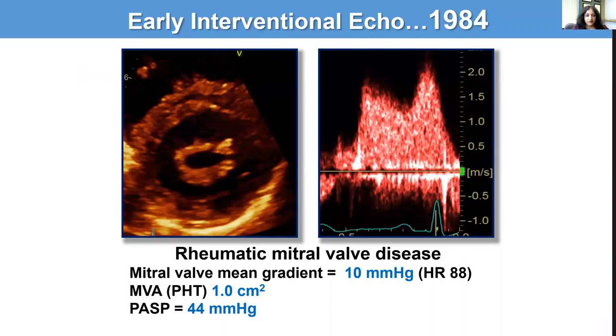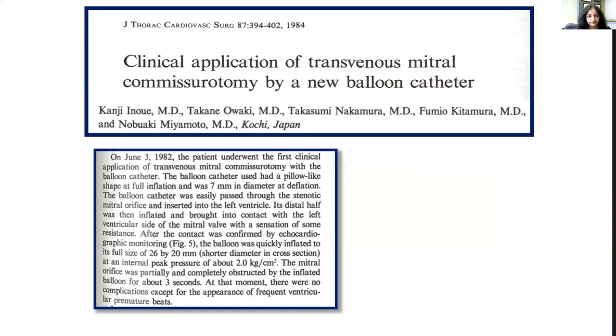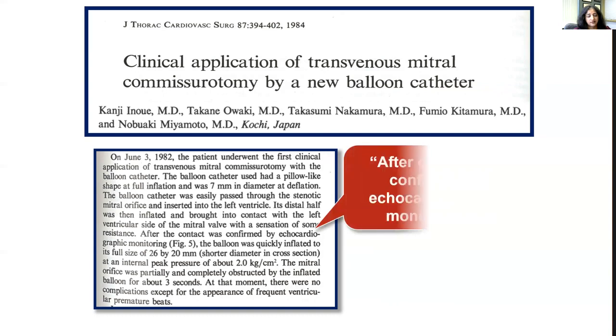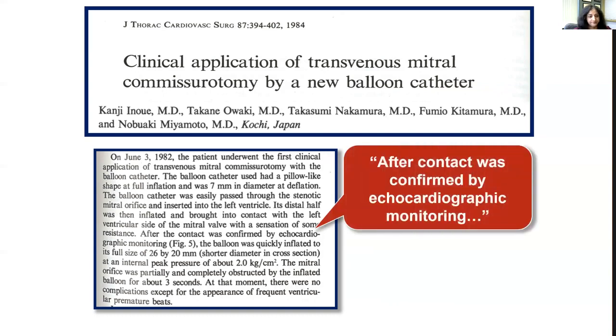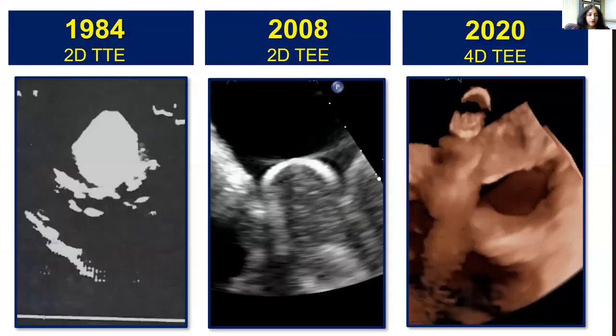The early descriptions of the field actually come from this disease. These are classic echo findings of rheumatic mitral stenosis. And in 1984, in the first report of balloon dilation to treat rheumatic mitral stenosis, there is a description buried in the methods of using live 3D scanning to guide interventional procedures. We've come a long way in echo technology since 1984.